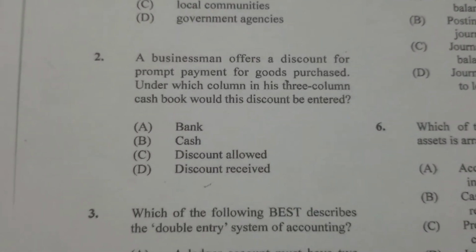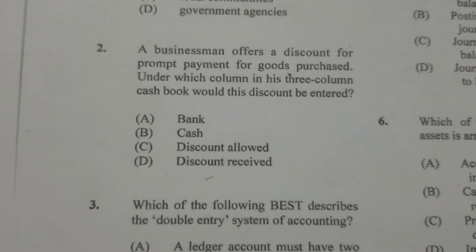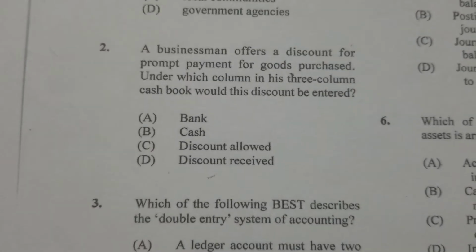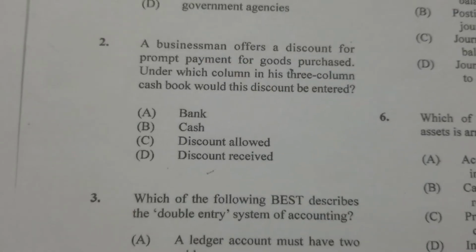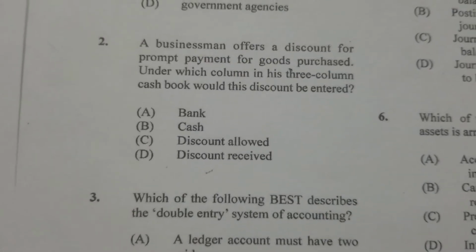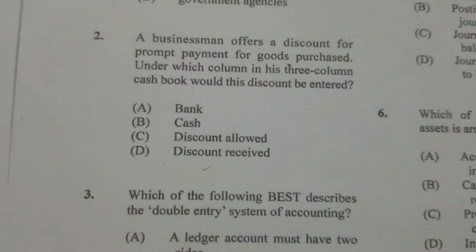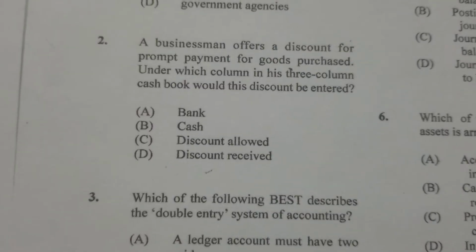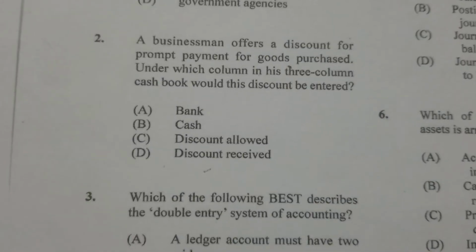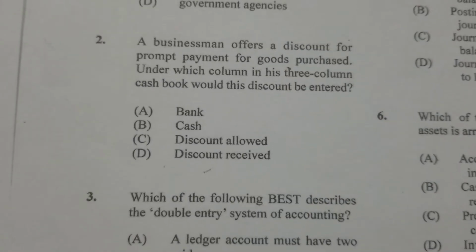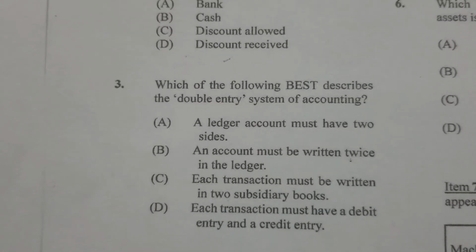Question 2. A businessman offers a discount for prompt payment for goods purchased. Under which column in the 3-column cash book would this discount be entered? And the answer is C. Yes, discount allowed. The question is why? Because it is indicating here that we are giving the discount. And because we are giving the discount, it would be discount allowed.